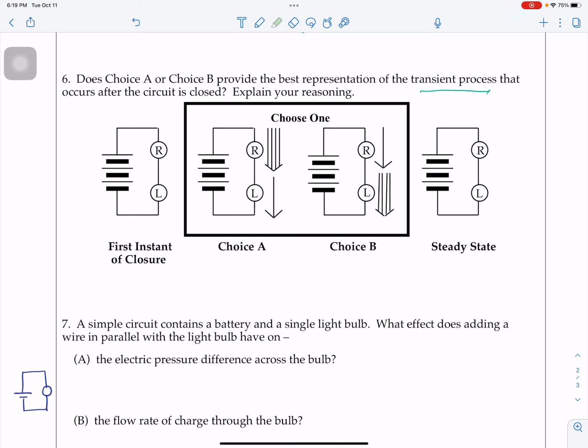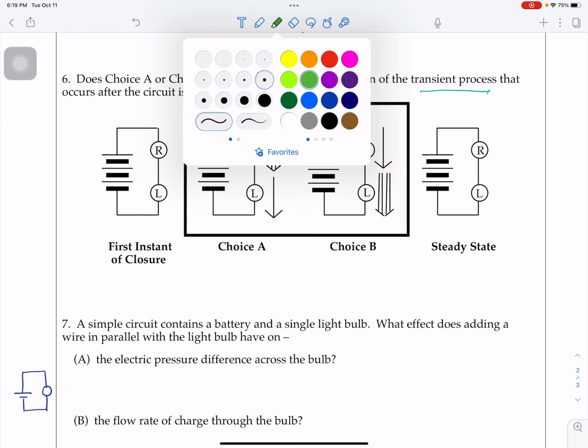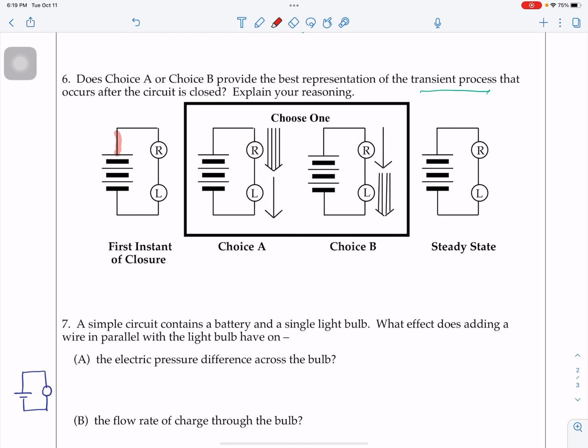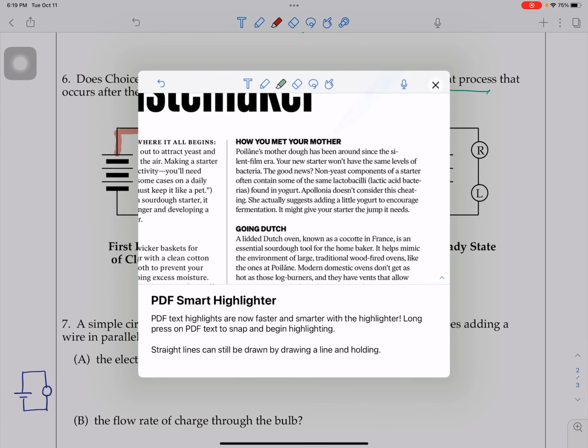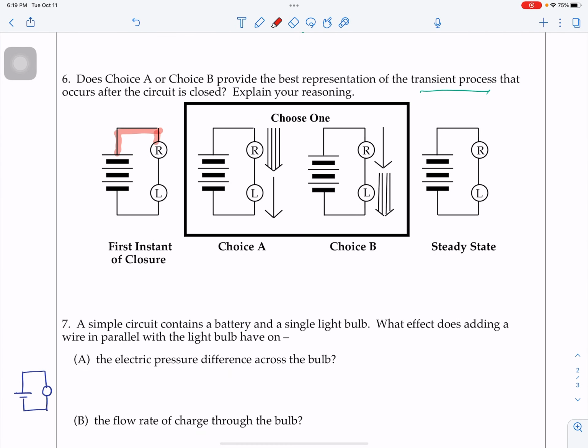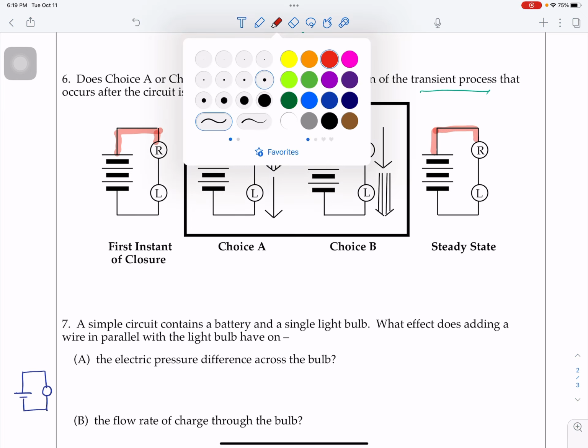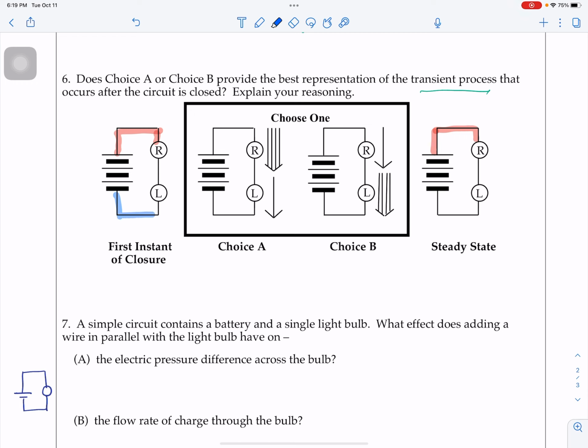So I think that it might help to kind of color code some of this. So we know that the instant of first closure and also the steady state, that's going to be red. And we know that this is going to be blue. And we know that this is going to be neutral. That's how it starts, and it hasn't had time to change yet.